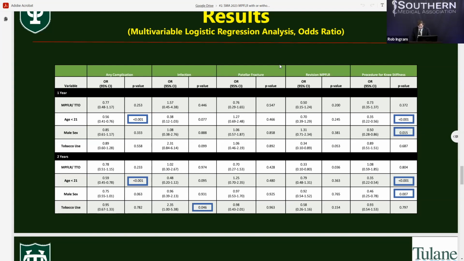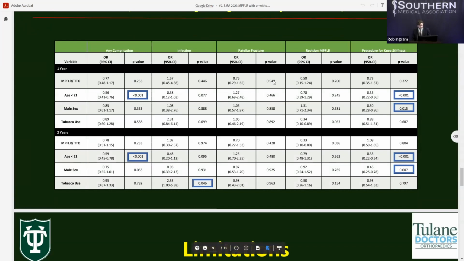Finally, tobacco use was also found to be associated with a significantly higher rate of postoperative infection at 2 years. The connection between tobacco use and increased risk of postoperative infection is widely supported in the literature.